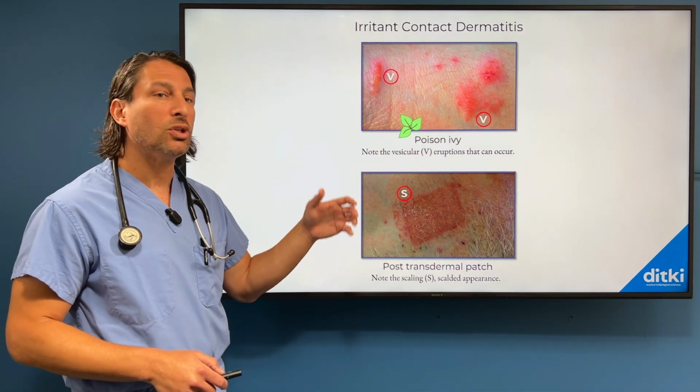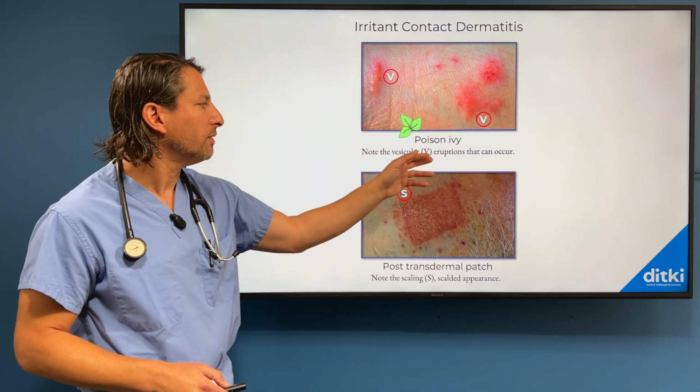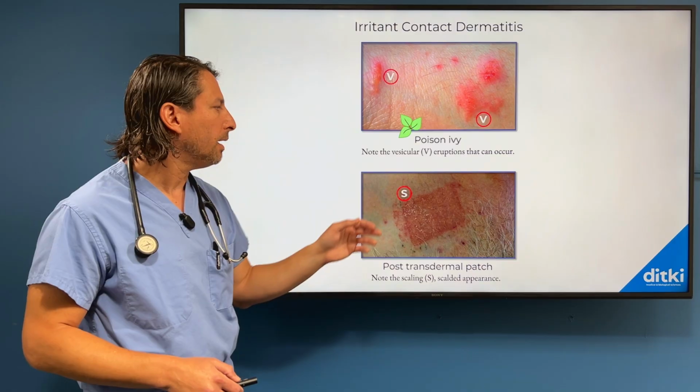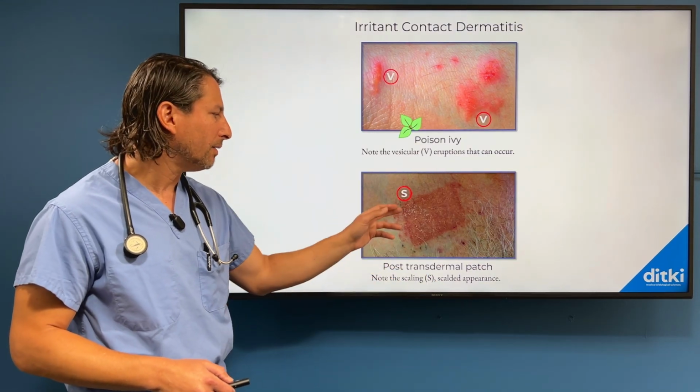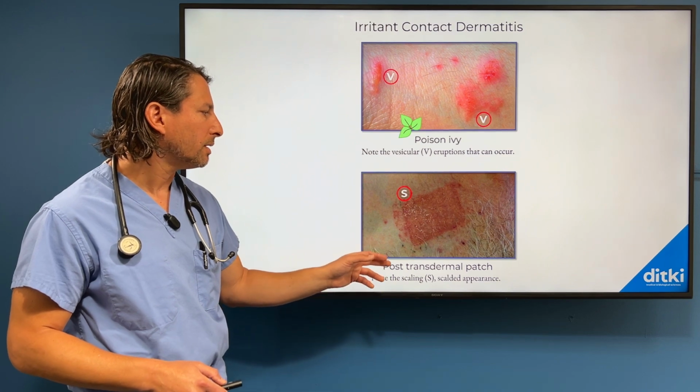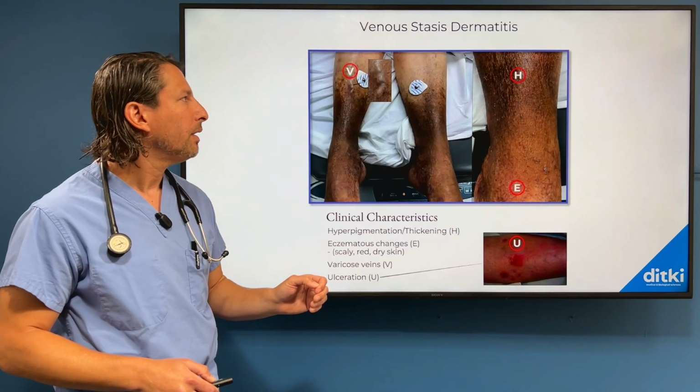Irritant contact dermatitis. So here we have poison ivy causing this vesicular eruption. And then here we have a post-transdermal patch irritant dermatitis. There's a scalded appearance to the skin and it's very scaly.